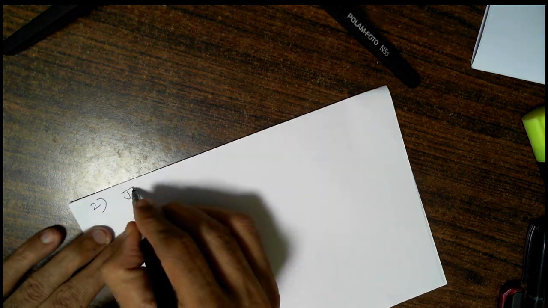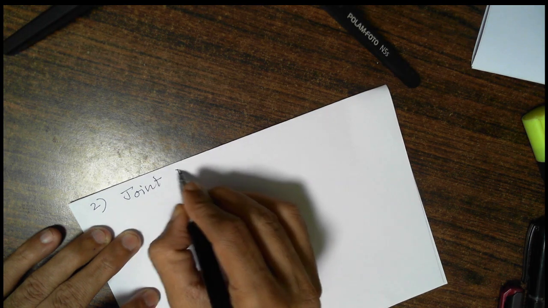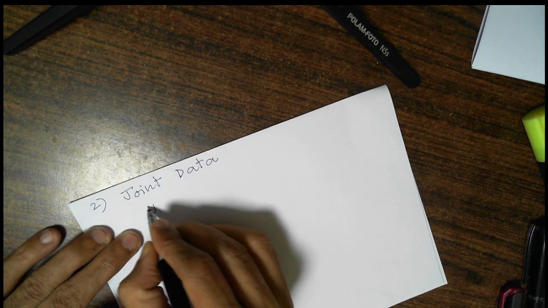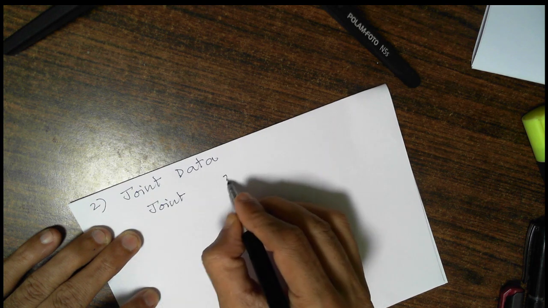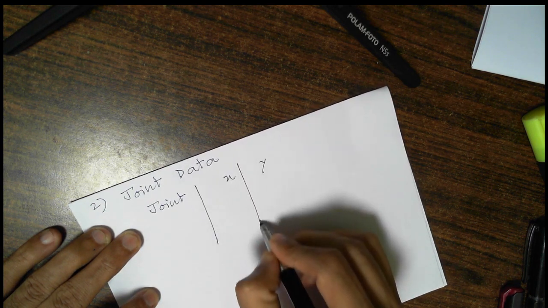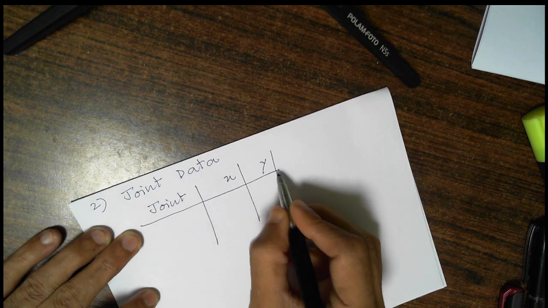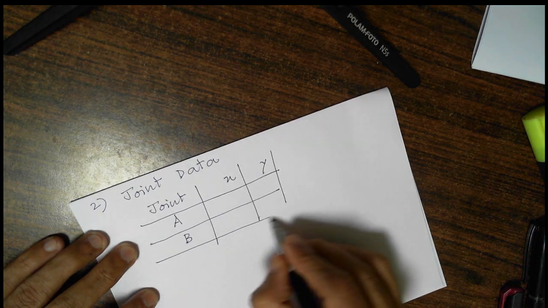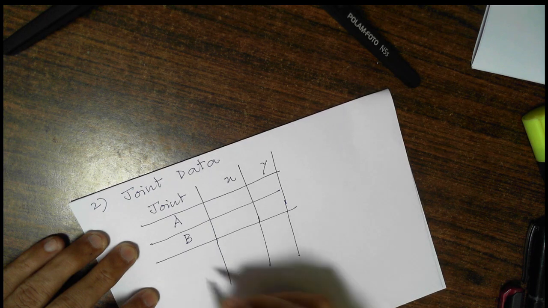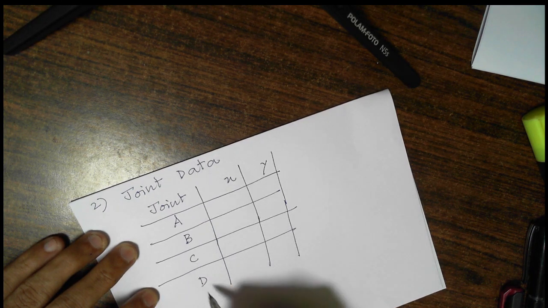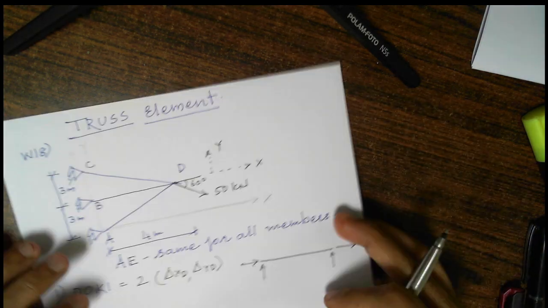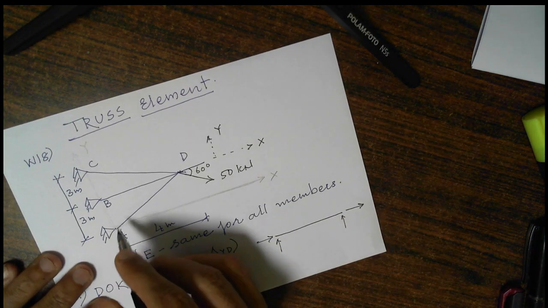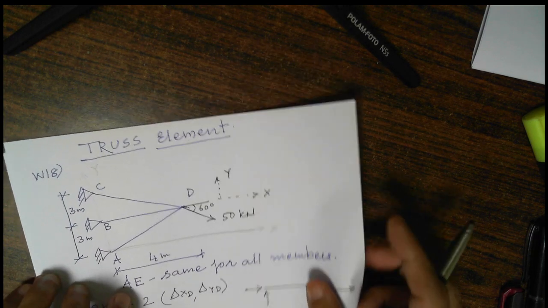So my second step is joint data and member data. I am writing joint data. So what is joint data? Joint x coordinate and y coordinate. There are 4 joints A, B, C, D. Joint x coordinate, y coordinate, joint A, joint B, joint C and joint D. I am writing the x and y coordinates for joint A. Now naturally, if my coordinate axes are passing through A, my joint A will be 0, 0.